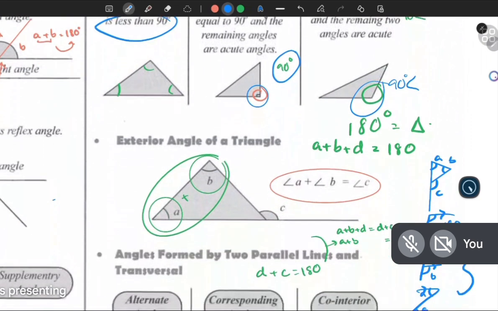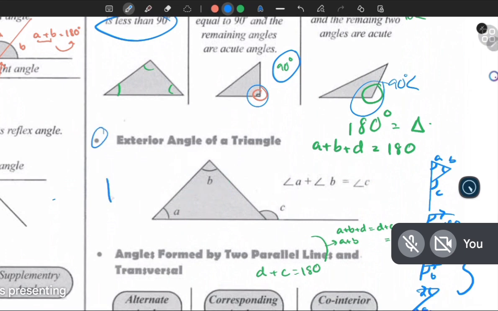Okay. Now, looking at this particular property, this is what I like to call the P property, right? Because this looks like a P. Flip this around, it looks like the letter P. So when you have these two angles A, B, and C, A and B, when they add, they will always give you C.